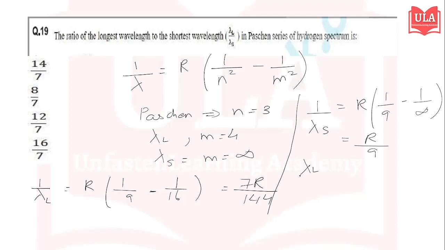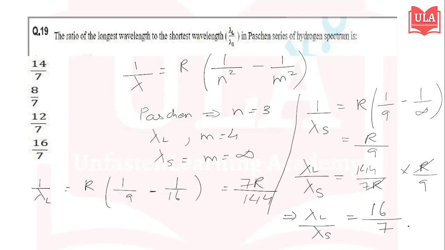Taking the ratio lambda L by lambda S is equal to 144 by 7R into R by 9, that will be nothing but lambda L by lambda S will be equal to 16 by 7. So option D is the right answer.